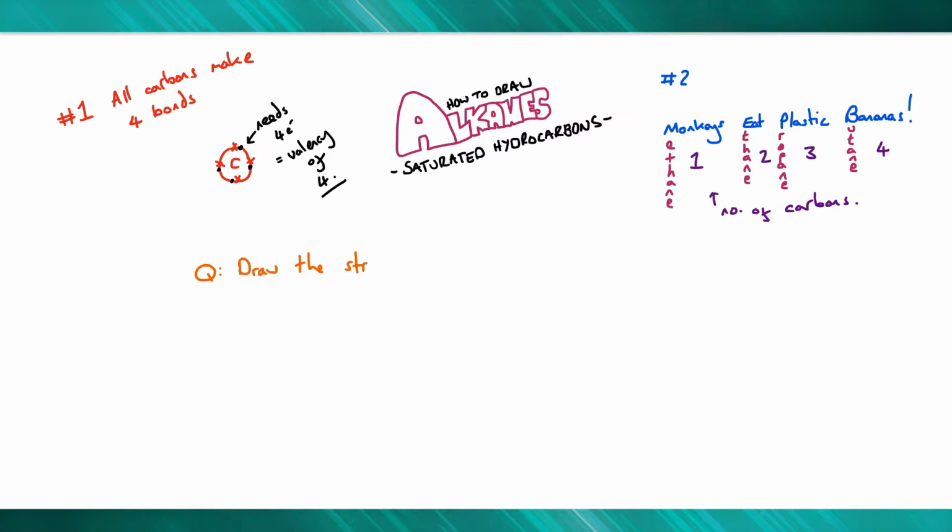So if we had a question which said draw the structure of ethane, we piece all these bits of information together. So the first thing, how many carbon atoms? Monkeys eat plastic bananas, eat 2. So we put 2 carbon atoms in. The second thing is we remember that all carbon atoms make 4 bonds. So we draw 4 lines from our carbon atoms.